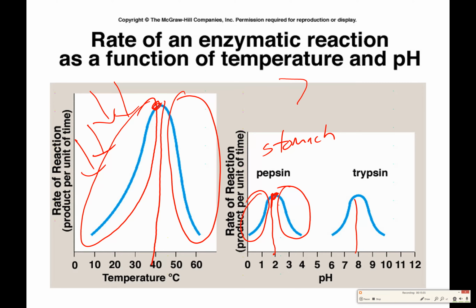Trypsin is a little bit more representative of most of your enzymes in the body. Optimum pH a little bit above 7. It works best there. If the pH decreases and becomes more acidic, it doesn't work as well. It starts to denature. If the pH increases and becomes more basic, it doesn't work as well and it denatures.